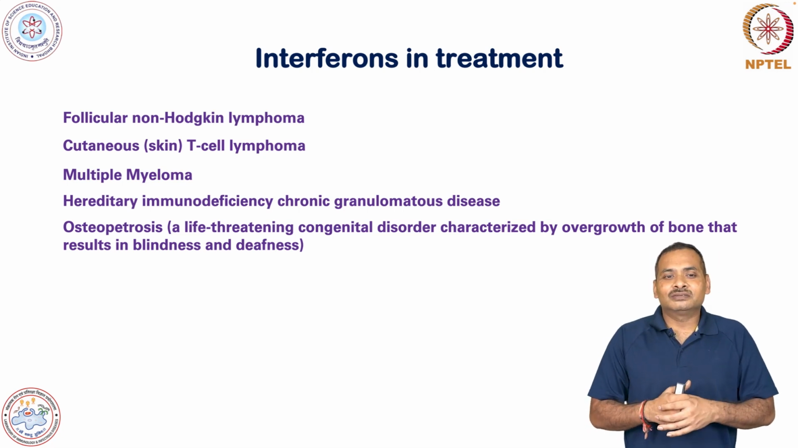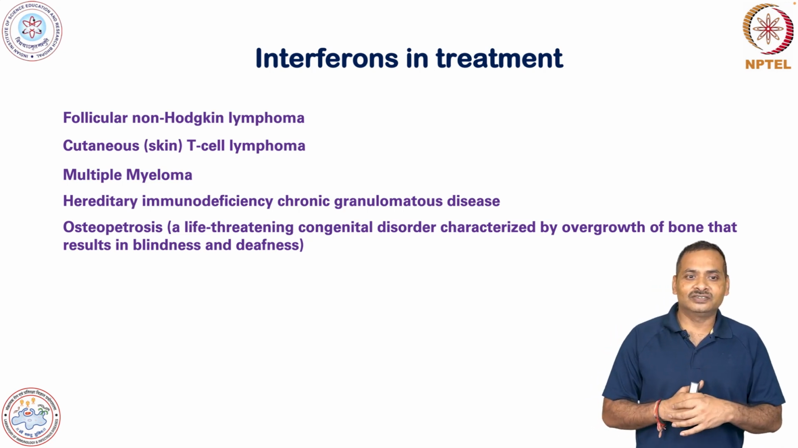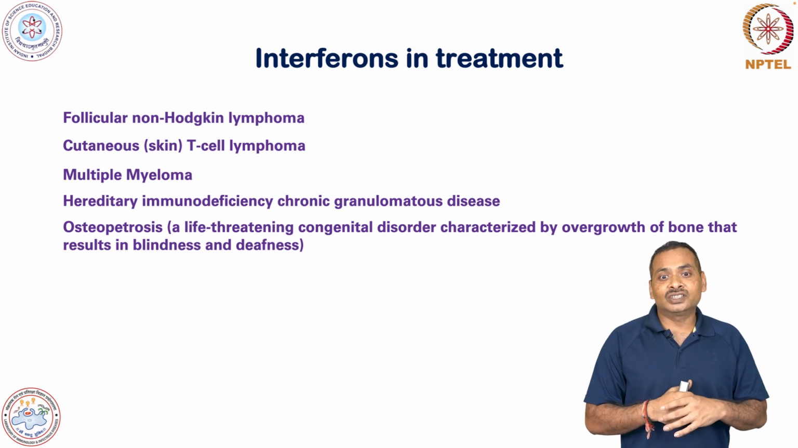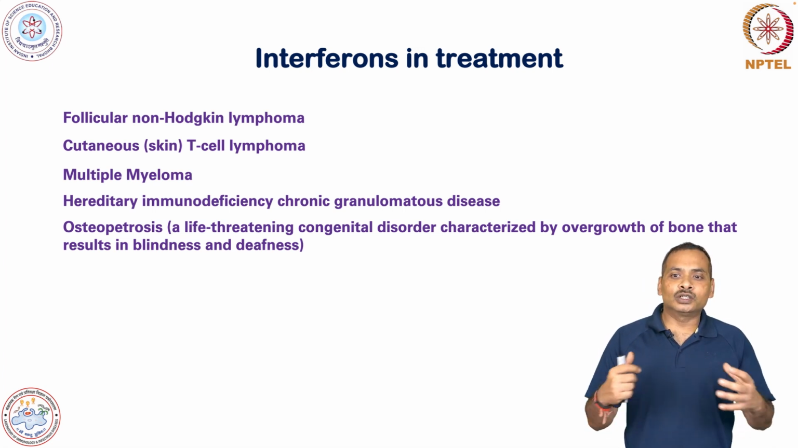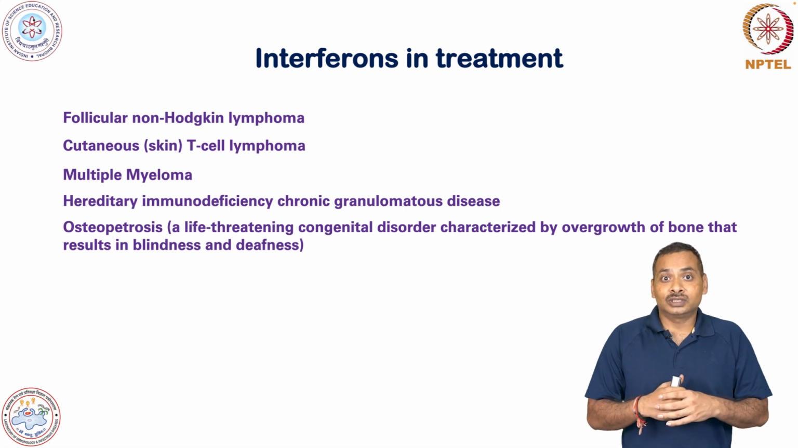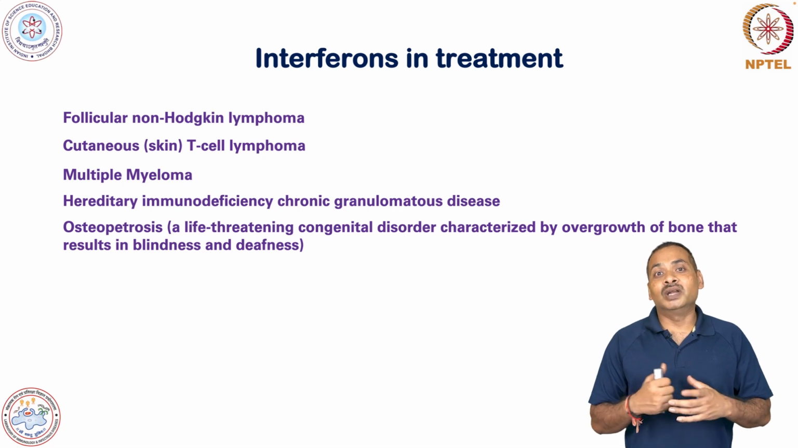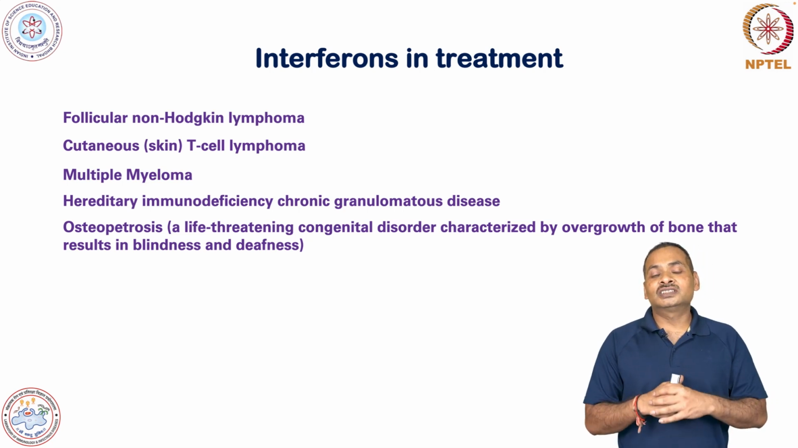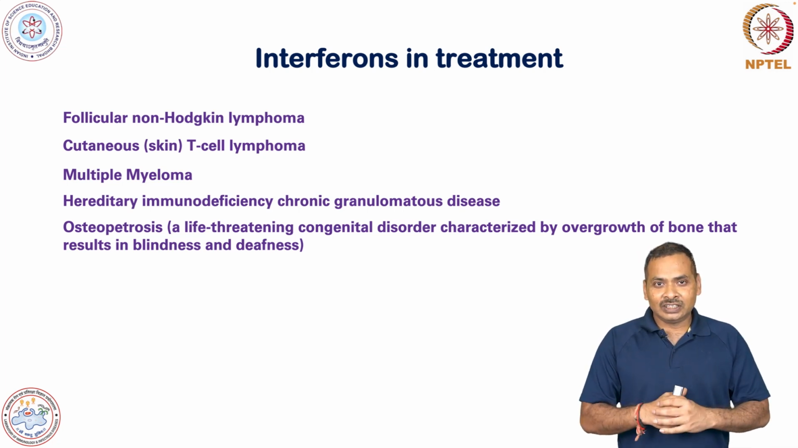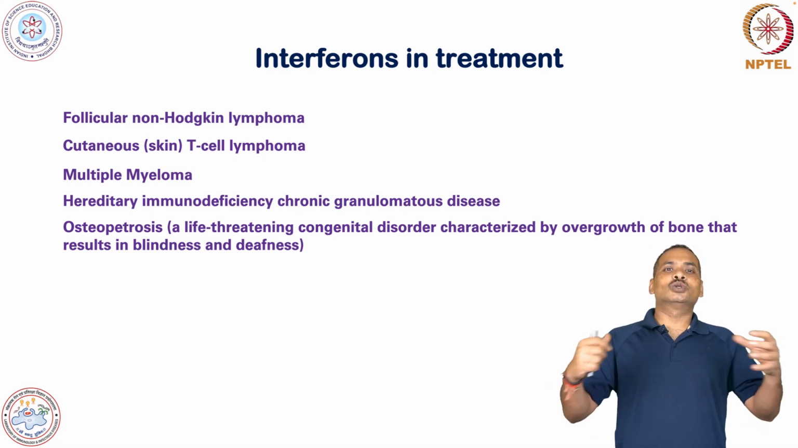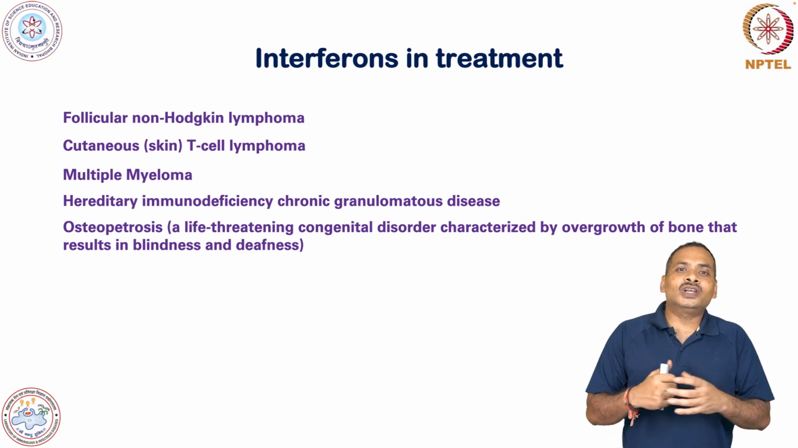This is also a very unique disease or very dangerous kind of disease. It is a life threatening congenital disorder and it is characterized by overgrowth of bone. So, there is an overgrowth of bone and that results in blindness, deafness, and this, if you see a little carefully, if there is an overgrowth of bone, long bones or other bones, then what will happen?